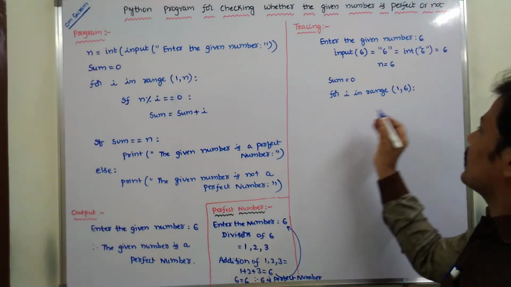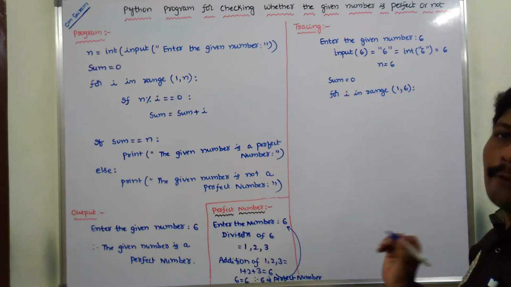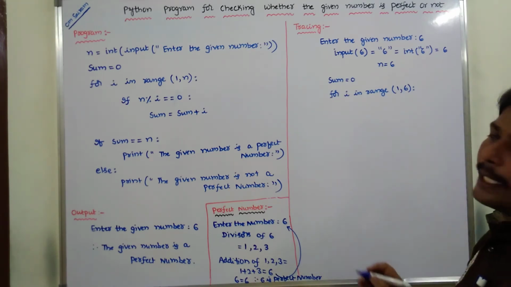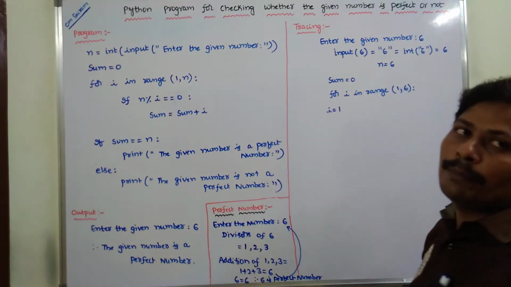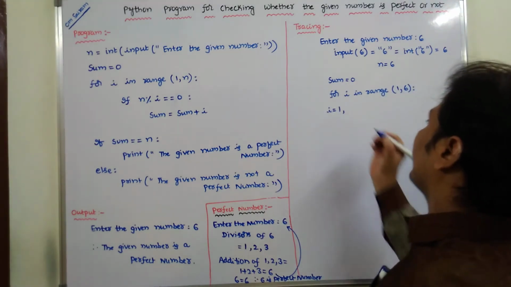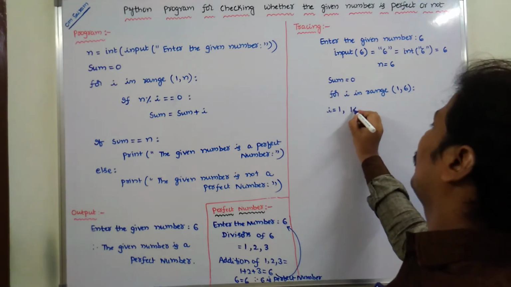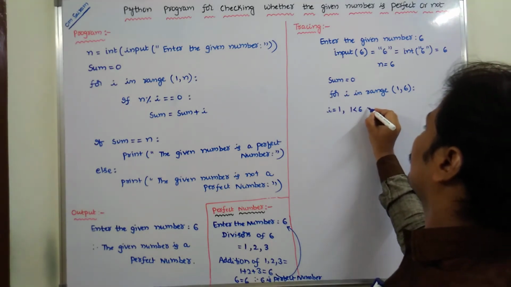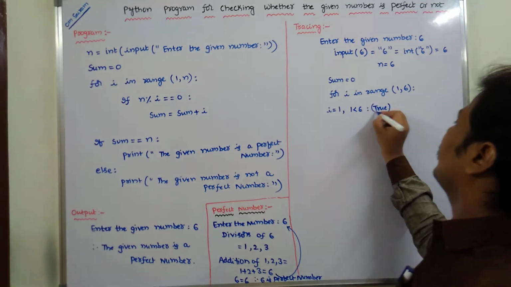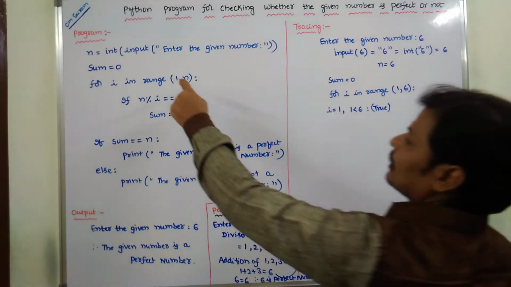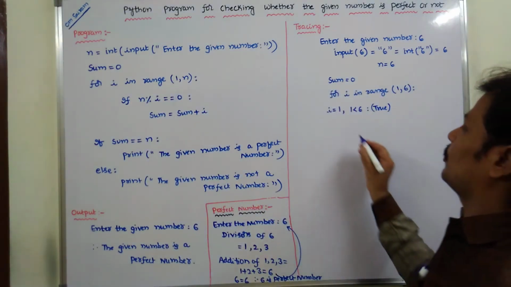So according to the statement, first i is starting from 1 and ending with 6. So now i is equal to 1, I am taking. Now checking, 1 less than 6 or not? Yes, 1 is less than 6. So now the condition is true. If the condition is true, then the control goes to the statements within the body of the for loop.